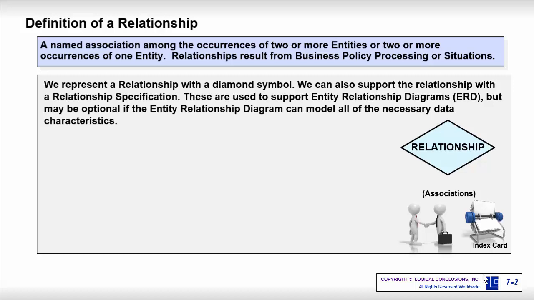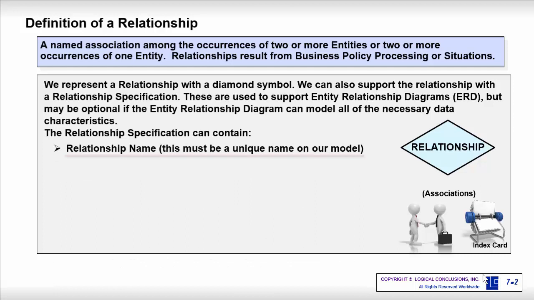These are used to support entity relationship diagrams, also abbreviated to the acronym ERD, but may be optional if the entity relationship diagram can model all the necessary data characteristics. The relationship specification can contain the relationship name. This must be a unique name on our model. It can get quite interesting trying to create unique names for relationships.